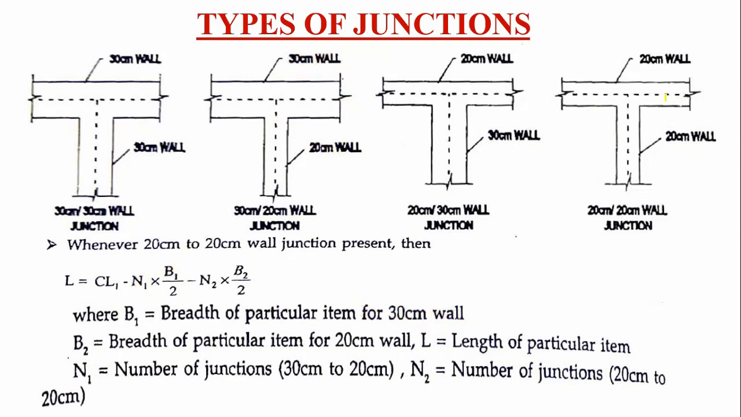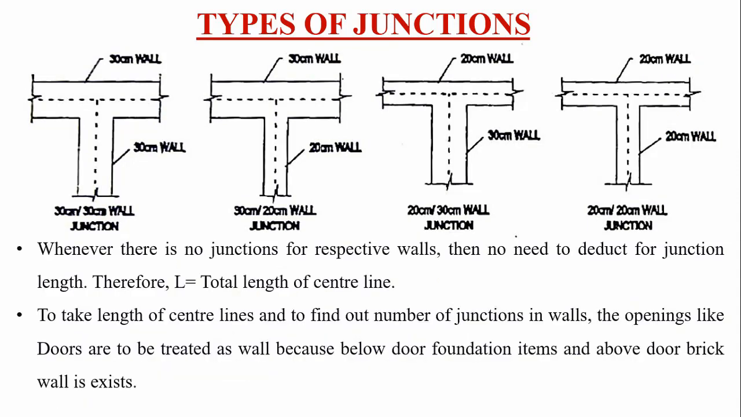Then next, when you have 20 to 20, here what happens is N into B divided by 2, that is N2 into B2 divided by 2. B2 is nothing but the width of the item for 20 centimeters wall. So this has to be subtracted in the length. In this way, we will calculate the total center length of the building, right?